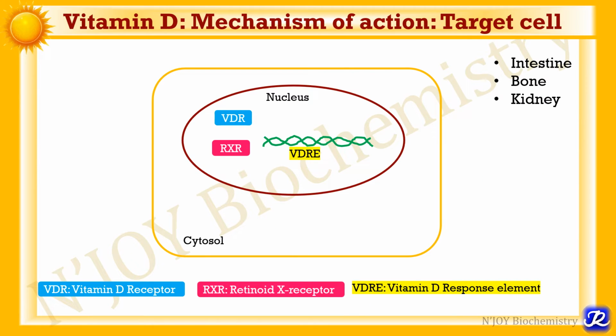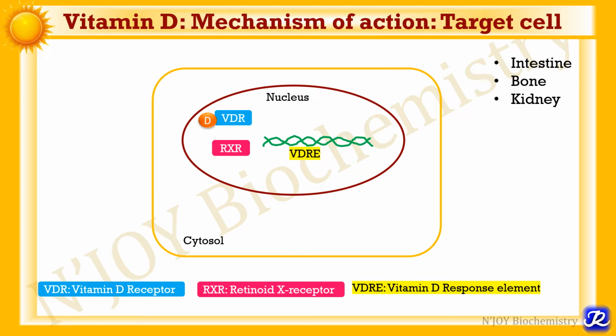Now let's see how this active form of vitamin D, calcitriol, acts on the target cell. It behaves like a steroid hormone, so its mechanism of action is similar to the mechanism of action of steroid hormones. Being lipophilic in nature, it easily crosses the cell membrane, and in the target cell, this calcitriol binds to a highly specific nuclear receptor, that is the vitamin D receptor, which is also called VDR.